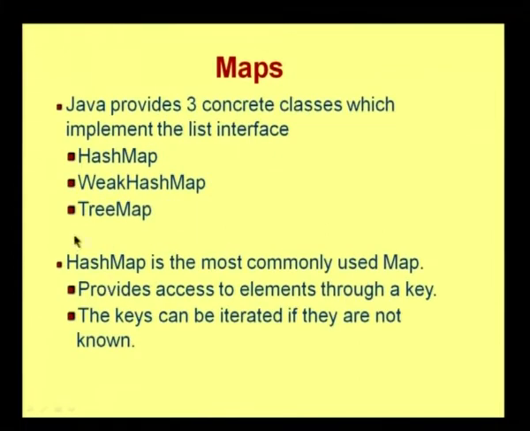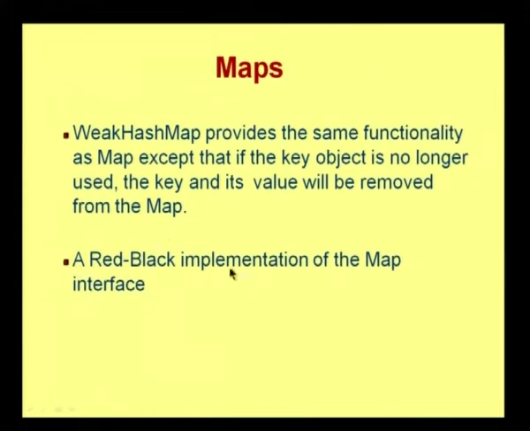So next is your tree map. In case of tree map, the red-black implementation of the map interface is considered. So you know what is red-black. Once you have an element in the tree red, next your black should come. So both the values red and red should not come.